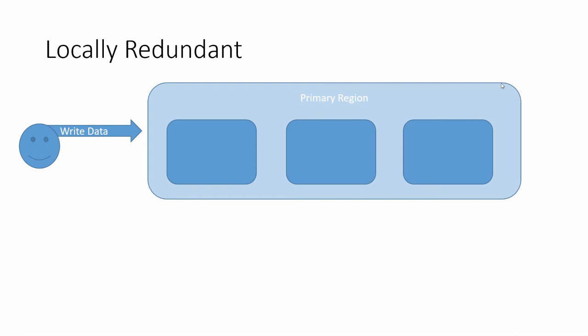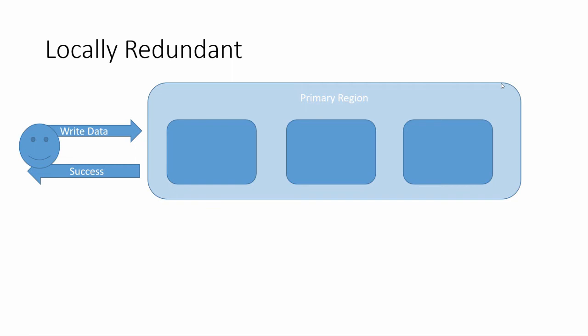This is an atomic operation, which means that the user doesn't get back any success response until all three copies are successfully written to disk. Now these three copies, they're all in the same region, they're in the same data center, but they're in different zones. They're in different fault zones.